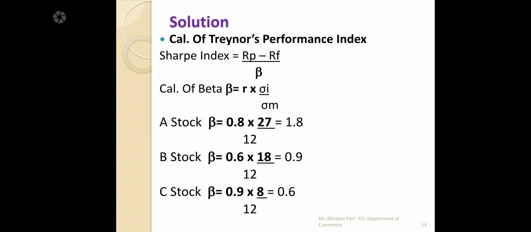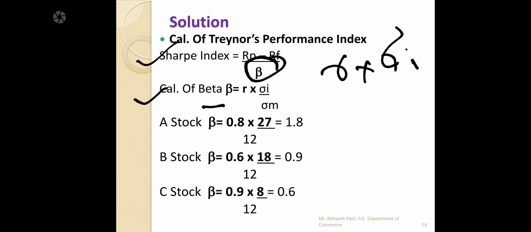Then comes Treynor's purpose. Now for Treynor's purpose we don't have the information of beta value. So when beta is not given, you should first find out beta. So beta is equal to correlation, that is denoted as R, times the standard deviation of the individual security divided by the standard deviation of the market. That formula has to be used, and you should find out the beta of A stock, B stock and C stock.